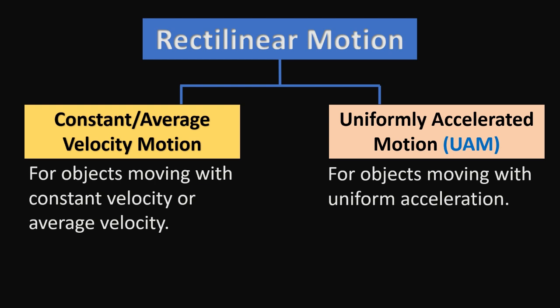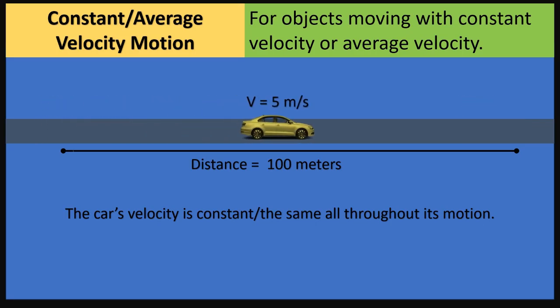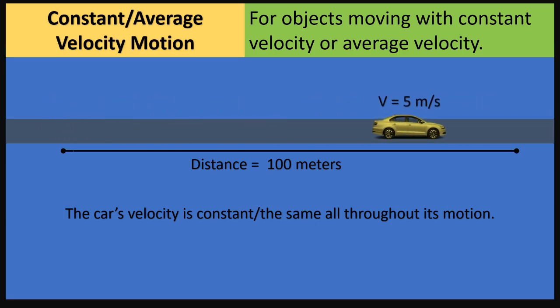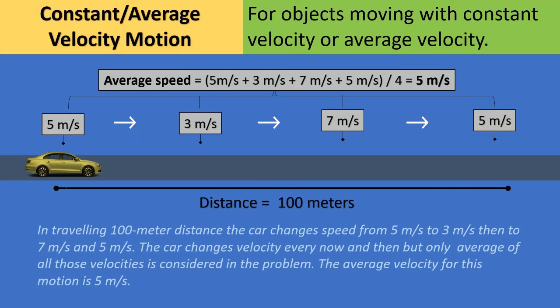The classification of motion as either constant velocity motion, CVM, or uniformly accelerated motion, UAM, is crucial for solving rectilinear motion problems. This is how we view a constant velocity or average velocity motion. For a constant velocity motion, the object has the same speed for its entire motion. For average velocity motion, the object changes speed many times, but only the average of all those velocities is considered by the problem.